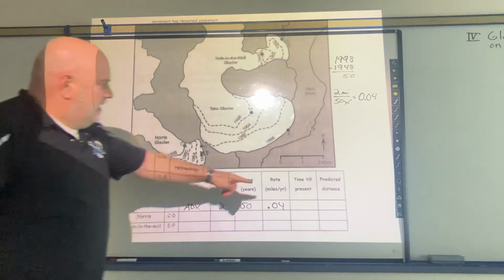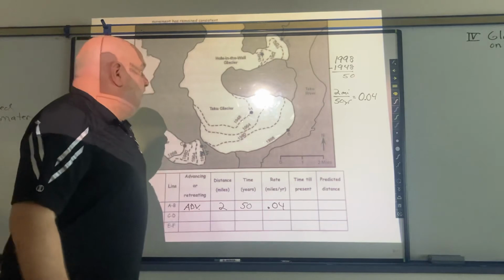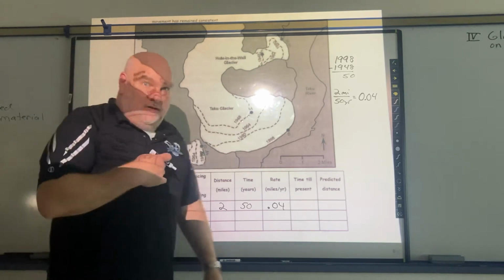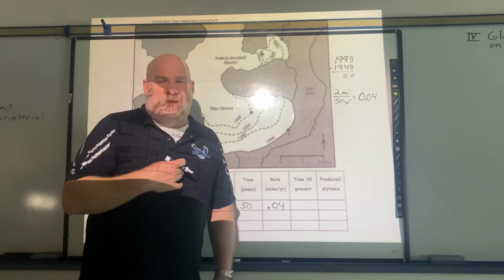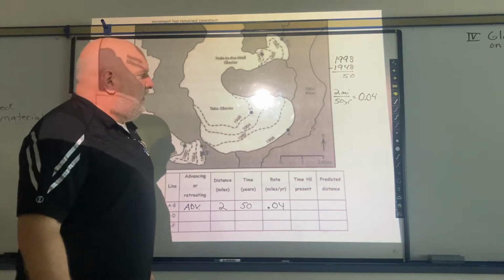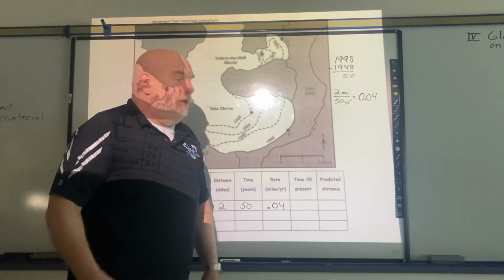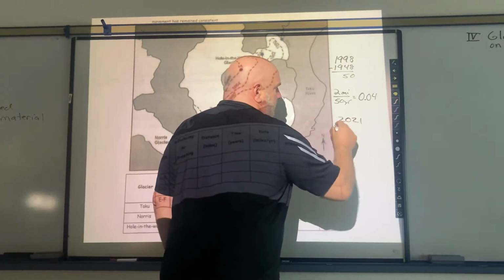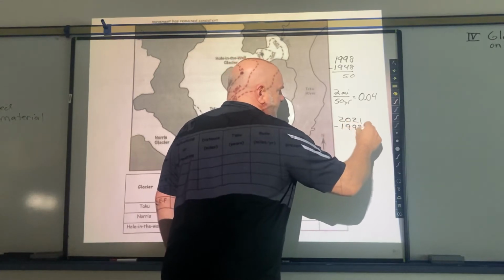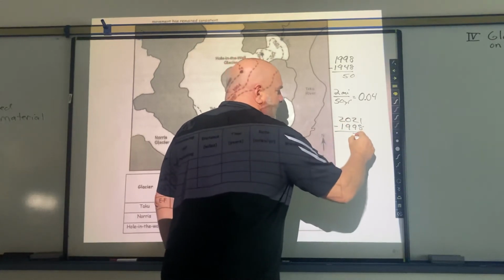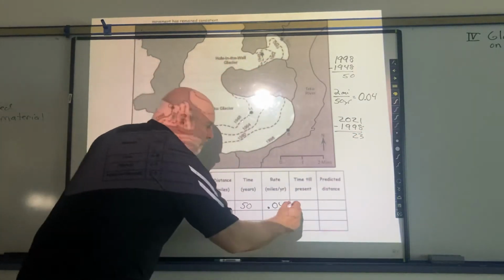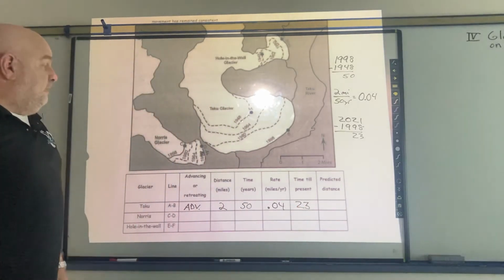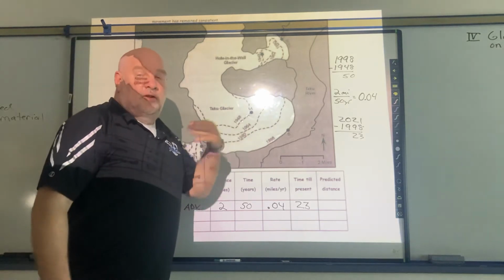Next, time to present. The last data I have on this glacier is 1998. The current year that I'm doing this is 2021. So what I need to do is figure out how many years difference there are between 2021 and 1998. So I go 2021 minus 1998. Subtract those two, it works out to be 23 years. So there's been 23 years from this diagram until today.